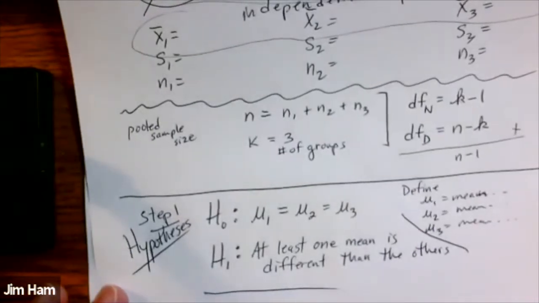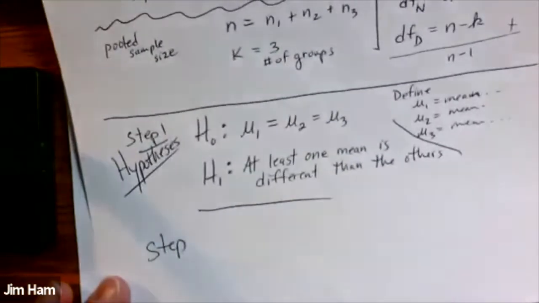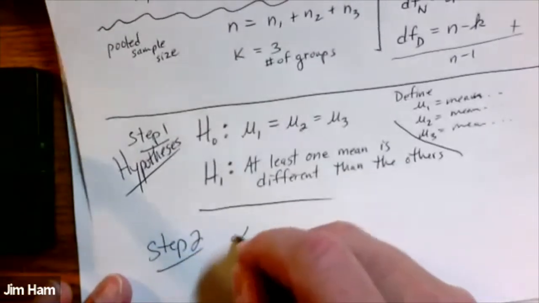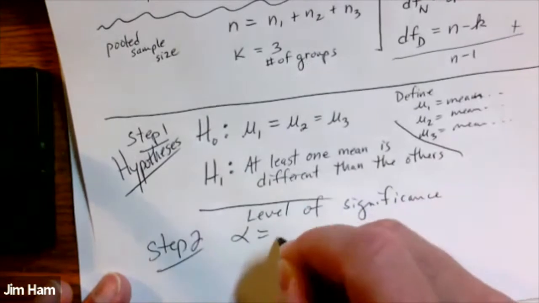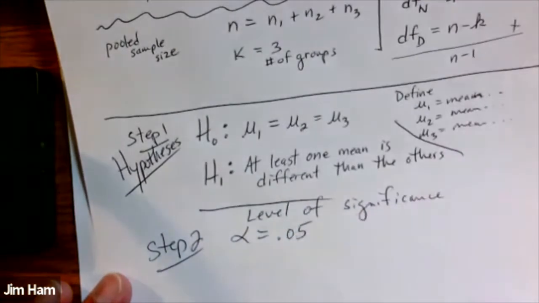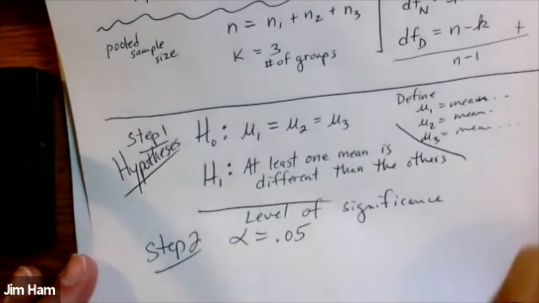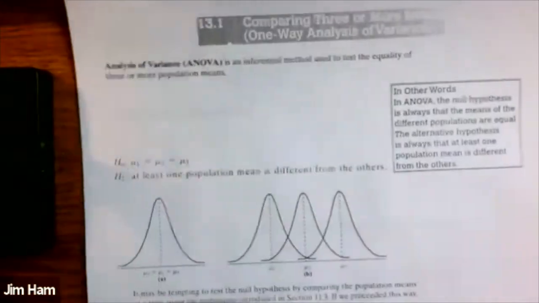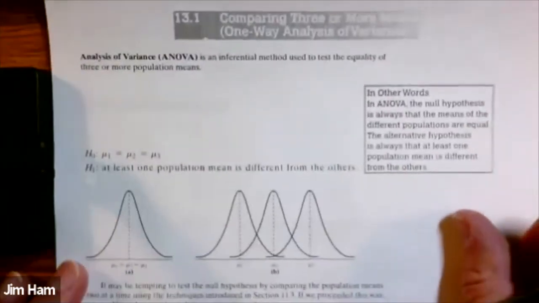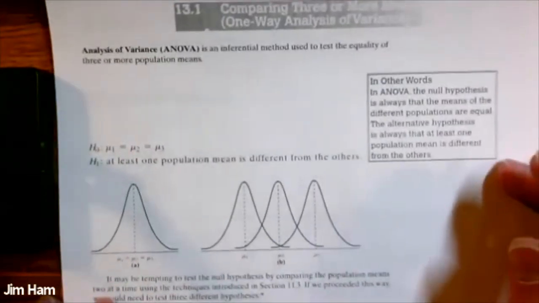All right, step 2, no difference here. This is always the step where we identify the level of significance, and that's the alpha. 0.05, 0.01, 0.10, some small number. Probability of making an error when we reject the null hypothesis. Okay, so you have these notes in e-learning from section 13.1.